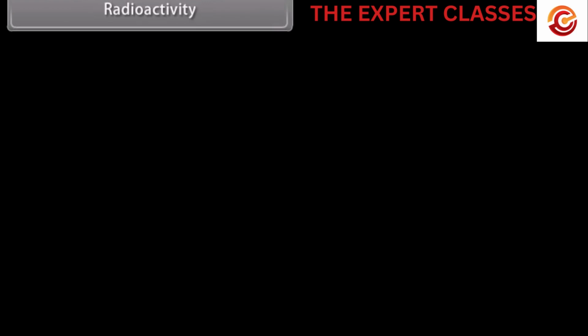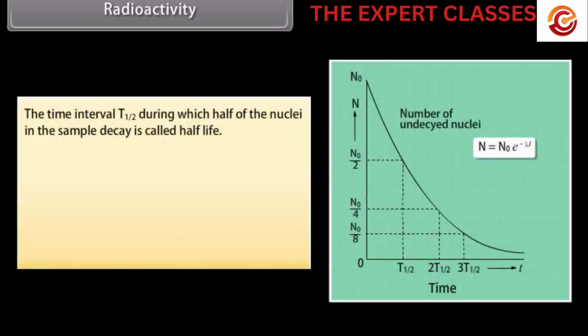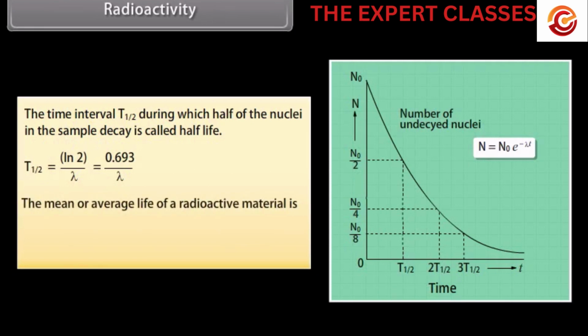Radioactivity. The time interval t½ during which half of the nuclei in the sample decay is called half-life. t½ = ln2/λ = 0.693/λ. The mean or average life of a radioactive material is τ, which is equal to 1/λ.